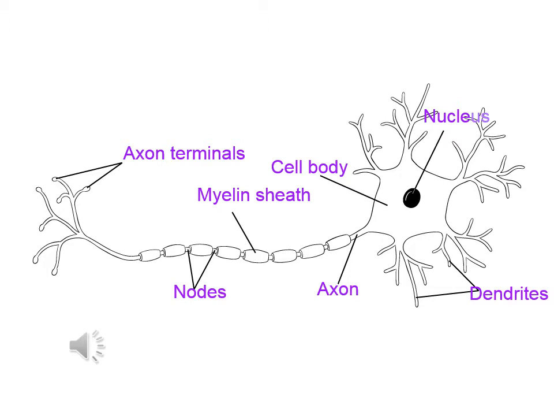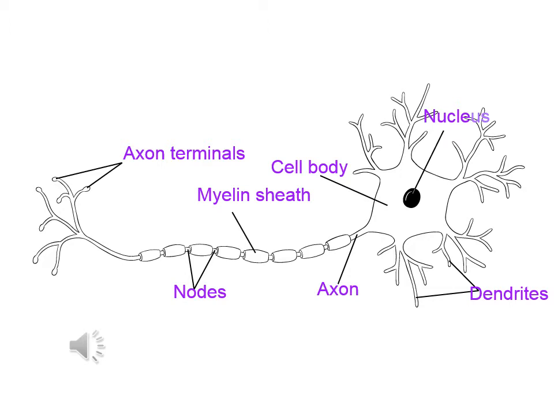Dendrites capture information. After that, you've got your cell body, which is the biggest part, and it has the nucleus inside. The cell body is where all the stuff happens, where you make all the proteins needed by the cell, and everything else that needs to happen in the cell. Then you've got this tail. This tail is called an axon.